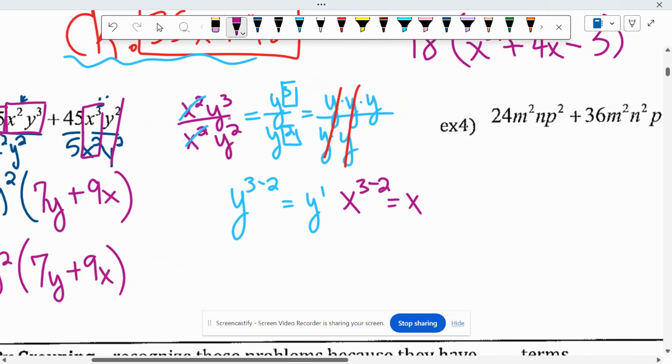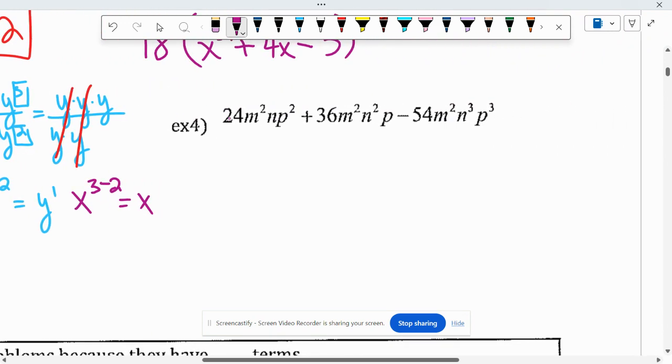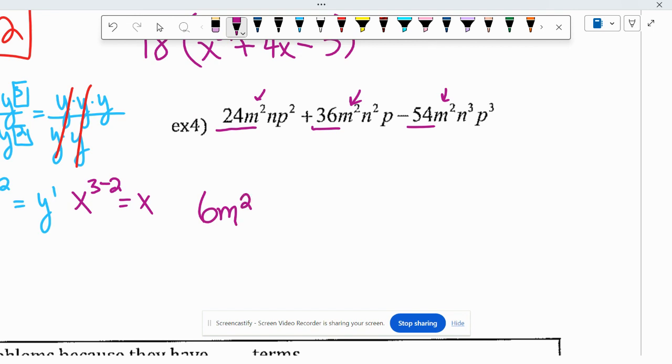Okay, let's look at example 4. So for example 4, I'm trying to find the largest column, like the farthest away from 0, right? Find the column that has all of these numbers in it. I'm looking for the number 24, the number 6, and the number 54. So my greatest common factor is a 6, number-wise. Now let's look at my powers. I have an m squared, an m squared, and an m squared. So I'm going to take an m squared out of everything. I have n to the first power, n to the second, n cubed. So the smallest power of n is just n to the first. So I'm going to take out an n to the first power.